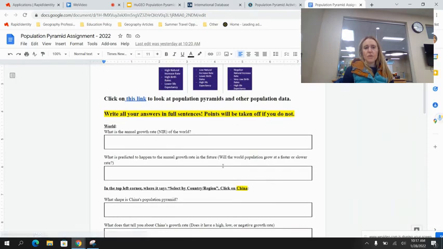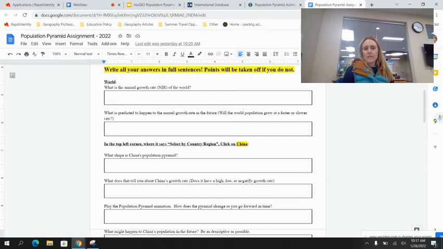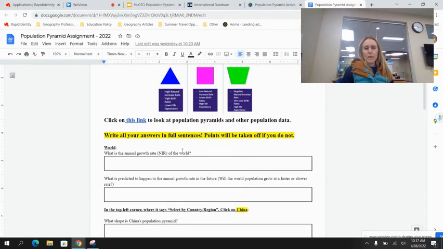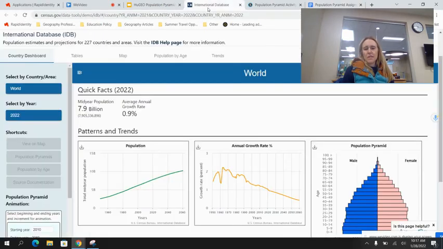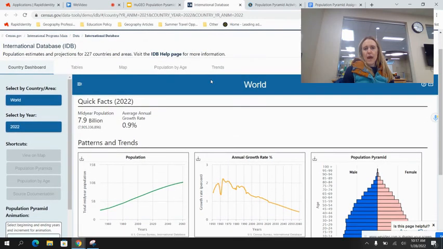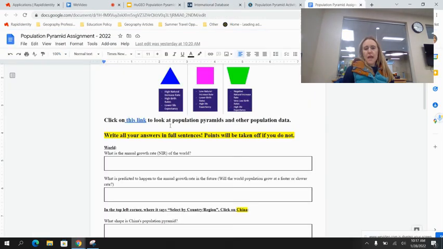So really quickly, please write all your answers in full sentences. Points will be taken off if you do not. And you are going to be opening up this website. When you get to this website, it looks like this. You are going to have access to a bunch of data and population pyramids of all the countries in the world. The first thing, when you click on it, it's going to bring you to the world.